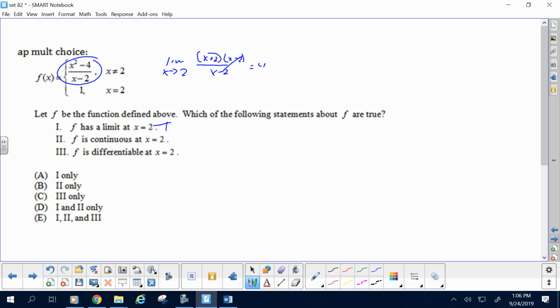But what about continuity? Continuity is there's a hole at 2. Did they fill the hole? And do you say yes or no? No, the limit as x goes to 2 is 4, and they put the dot at 1. That's a problem. The limit from the left and the right is not equal to the point, and therefore that is false. Therefore, do I need to even think for 1 second about 3? No. If it's not continuous, it can't be differentiable. It must be the case that it's 1, 0. You follow?